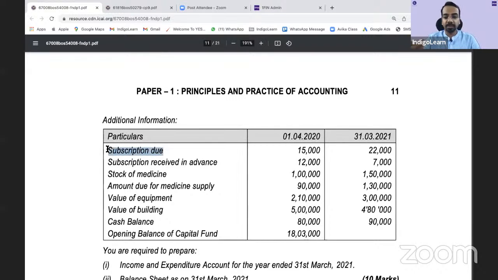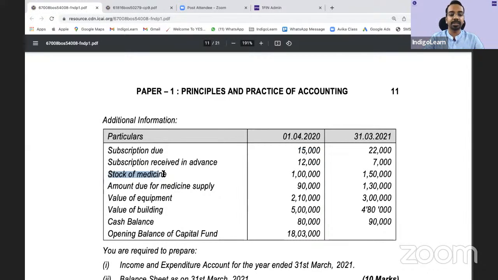Subscription due. Subscription due means we have not yet received this subscription. As on 1st of April, that is the beginning of the year, it is 15,000, and at the end of the year, it is 22,000. Then subscription received in advance, 12,000 and 7,000.